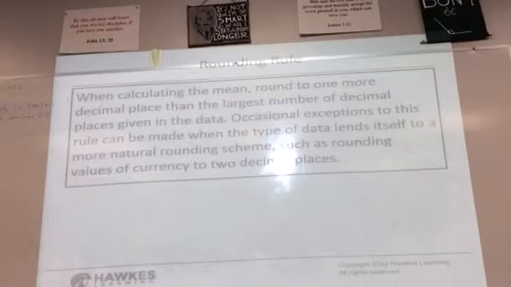All right. Occasional exceptions to this rule can be made when the type of data lends itself to a natural rounding scheme, like whenever we're dealing with dollars and cents. We're always going to keep 2 decimal places. Even if our data is in dollars and cents, we're not going to keep an extra decimal, because with money, we don't keep more than 2 decimals.